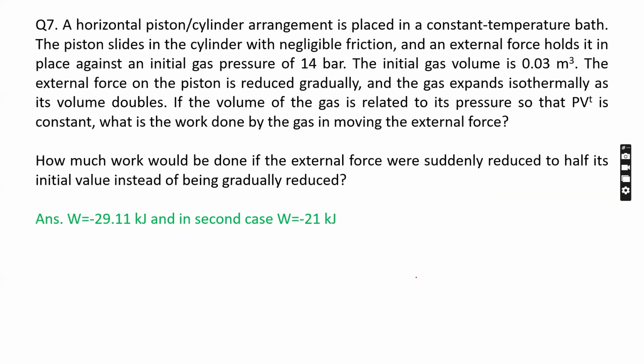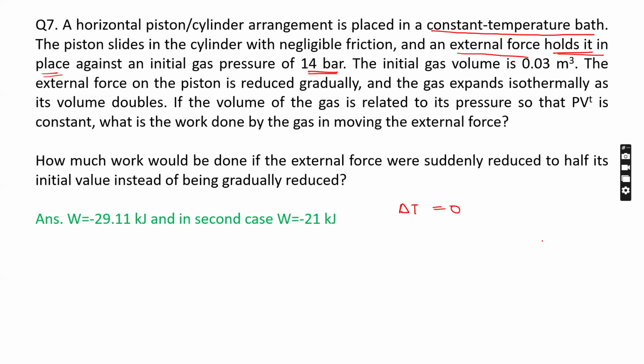Coming to this question, please don't worry about it being a very long question. We'll read it slowly. A horizontal piston cylinder arrangement is placed in a constant temperature bath. So we write delta T is equal to 0. The piston slides in the cylinder with negligible friction and an external force holds it in place against an initial gas pressure of 14 bar.